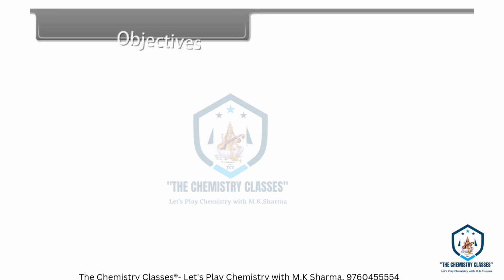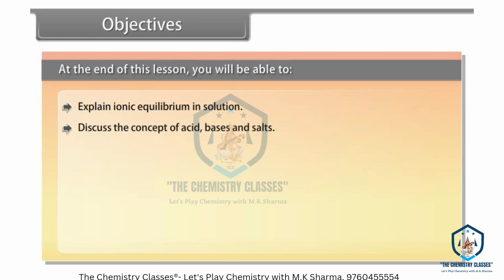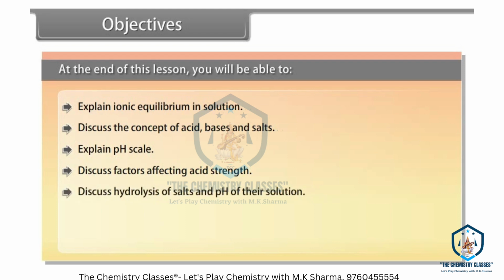Objectives. At the end of this lesson, you will be able to explain ionic equilibrium in solution. Discuss the concept of acids, bases and salts. Explain pH scale. Discuss factors affecting acid strength. Discuss hydrolysis of salts and pH of their solution. Define buffer solution. Define solubility product constant.